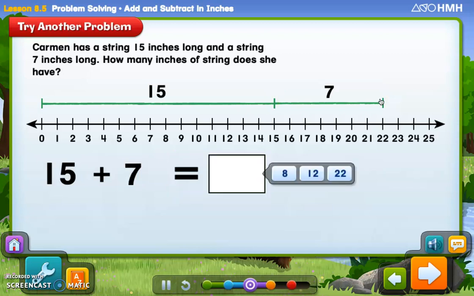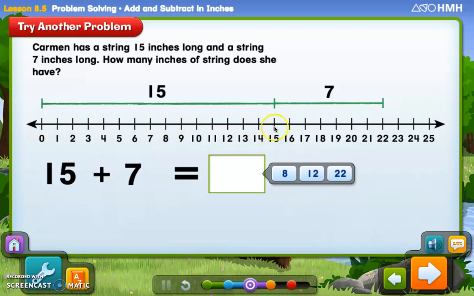What's the missing number in the number sentence? Select the correct answer. Okay, so let's do this one together. So we know that she has 15 inches of string, right? And she also has 7 inches of string. So what she was saying was that when you use the number line, again, you have one number.